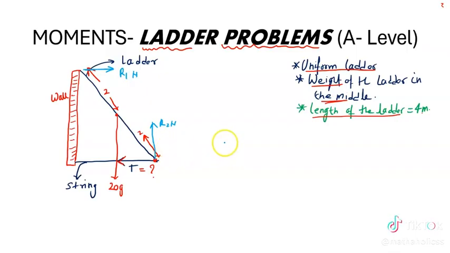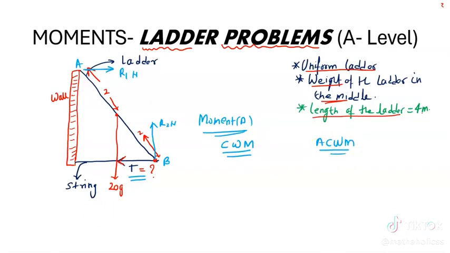Now, when we are doing the moment, because we need to find the tension here, what we can do is take the moment about the point A. This is point A and point B. So I'm taking moment at point A. When you're taking moment about the point A, moment is the force multiplied by the perpendicular distance, right? There are two types of moment. One is clockwise moment, I'll explain. The other one is anti-clockwise moment.